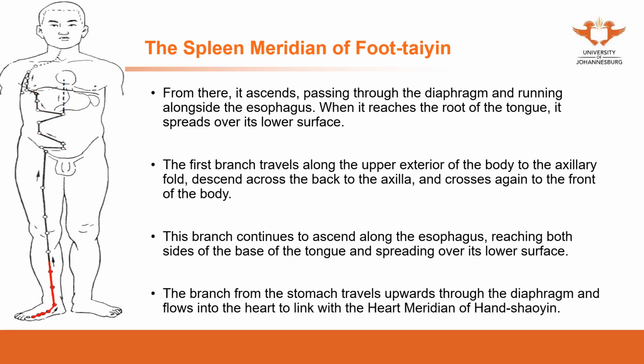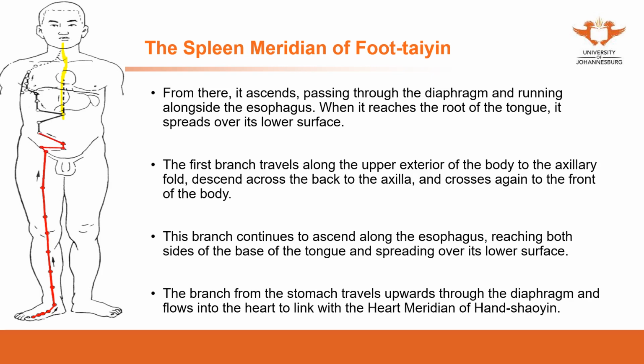There's one branch from the stomach, internally. It travels all the way up alongside the esophagus, and then reaches the root of the tongue and spreads underneath the tongue.